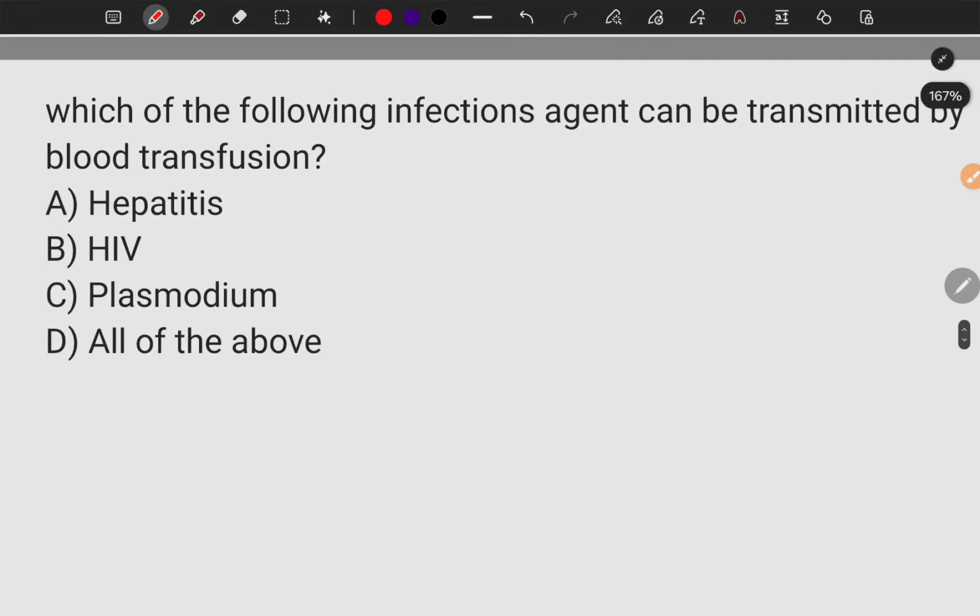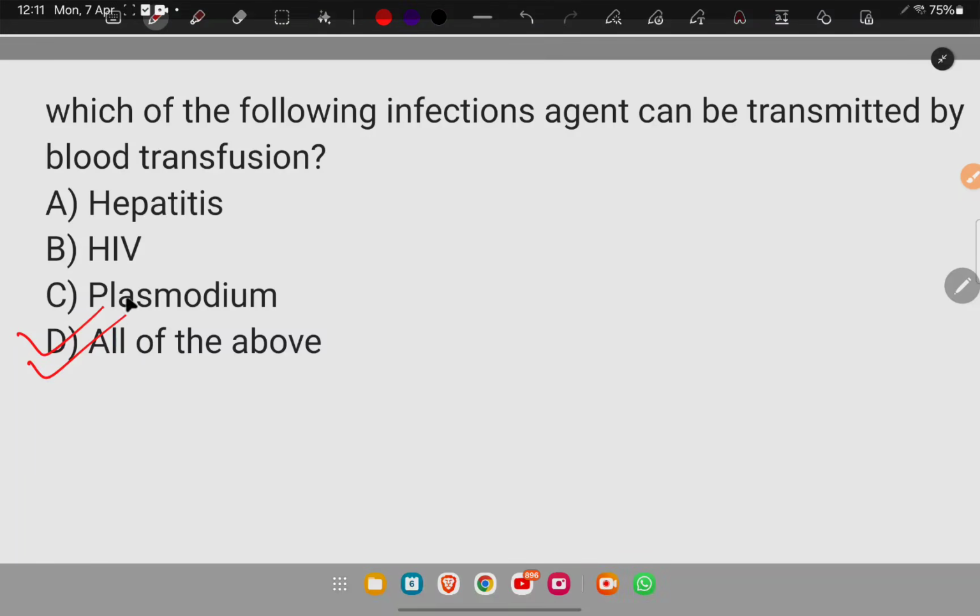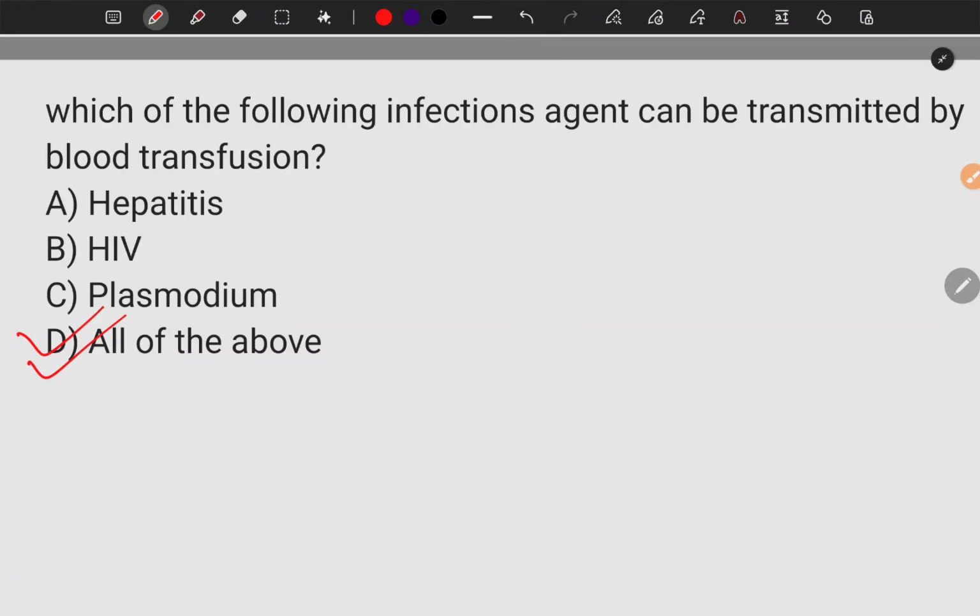Which of the following infectious agents can be transmitted through blood transfusion? Hepatitis, HIV, Plasmodium, all of the above. Yes, all of the above can be transmitted through the blood transfusion. Infectious agents like hepatitis C, hepatitis B, HIV, malaria and syphilis can be transmitted by blood transfusion. Although the causative organism of syphilis will not survive in this temperature of 4 to 6 degrees beyond 48 to 72 hours.